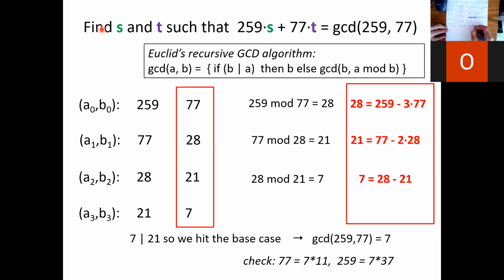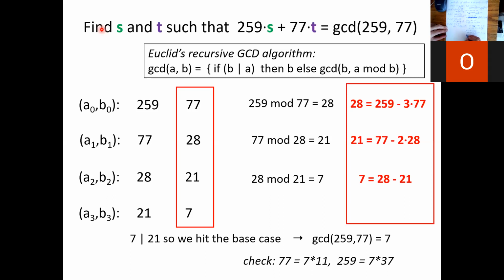Let me call it A times 28 plus B times 21. So that's this equation. And this equation is that 21 is C times 77 plus D times 28. So now 7 is A times 28 plus B times 21. But 21 can be rewritten as this thing. So I do C times 77 plus D times 28.